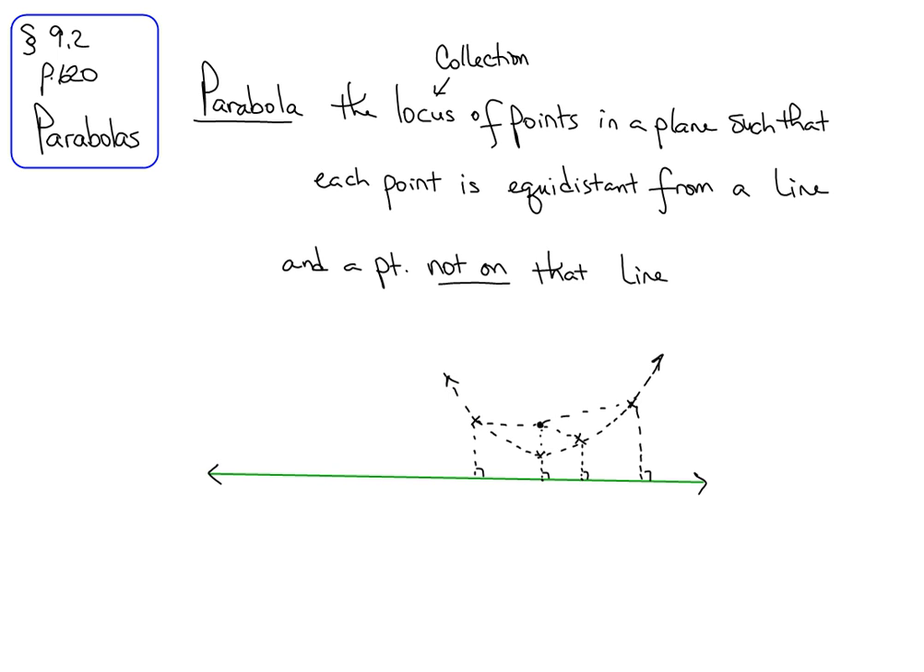Okay? We have names for that special point and that special line. The line is called the directrix, so the word direct with an RIX at the end. The point is called the focus. So this is our directrix. This point here is our focus.